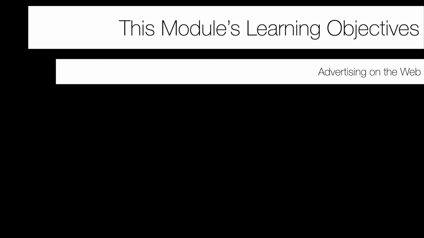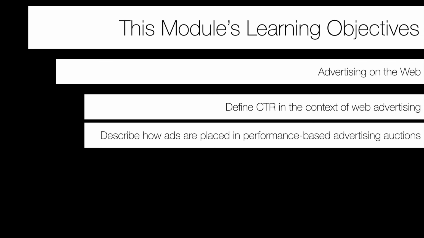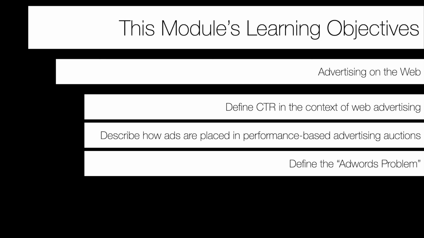For this particular module, Module 8, in Advertising on the Web, I am using lecture from MMDS in the Stanford class. The main things I want you to take away are to be able to define click-through rate in the context of web advertising. So when we talk about CTR and click-through rate, what does that mean for ads? And then you'll need to know that in order to describe how ads are placed. We talk about performance-based advertising or advertising options, which is what the majority of advertising in the web uses now.